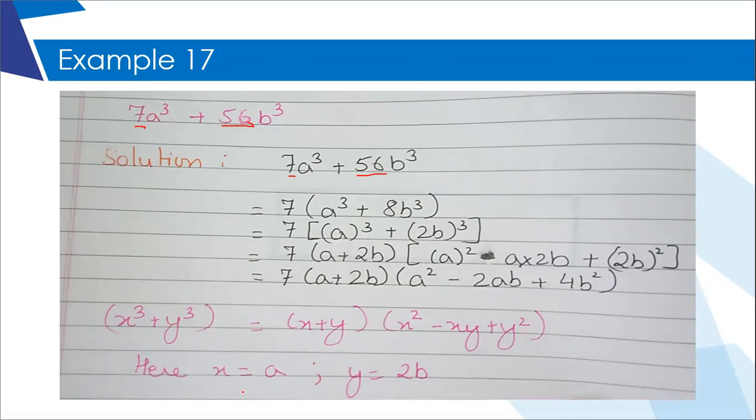Ma'am, in the last step, can we simplify it further to a minus 2b whole square? A minus 2b whole square, where a square plus 4b square, you are saying? It's a plus sign, so there is no further identity. What you are saying is that identity is for a negative sign. Are you getting it, Rohan? Yes, ma'am. Okay. Please note it down, children.